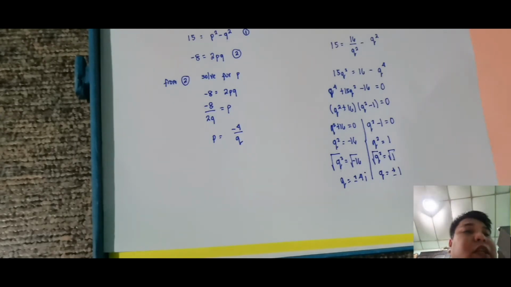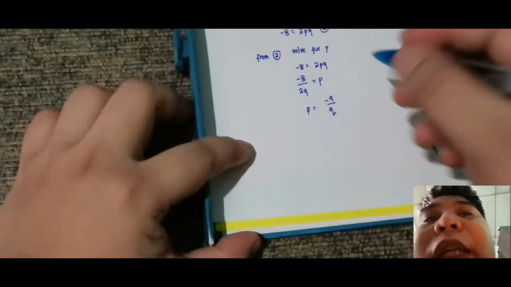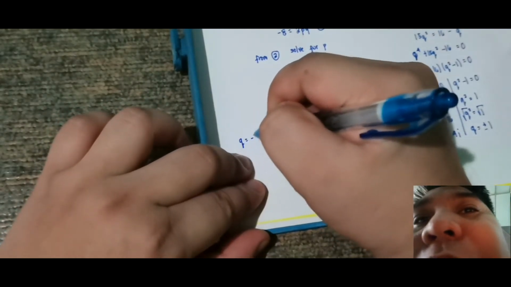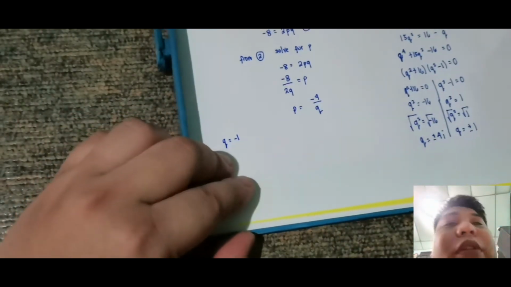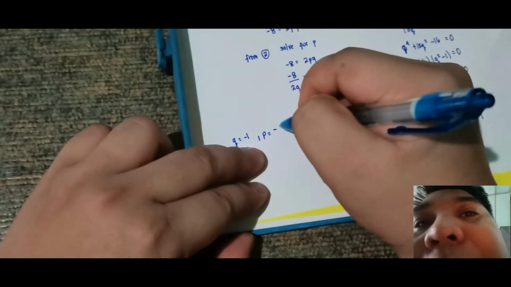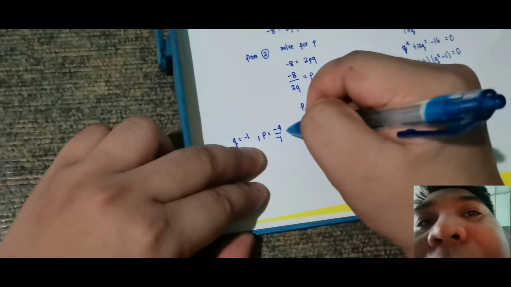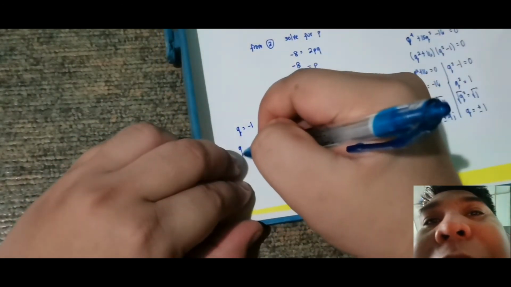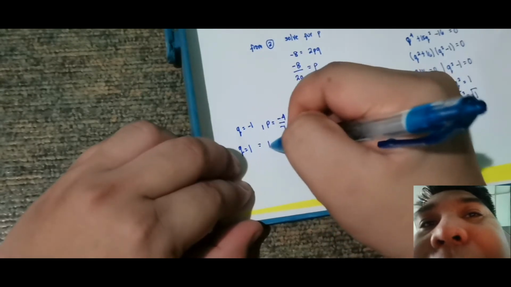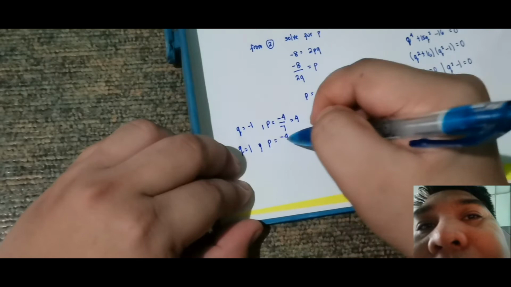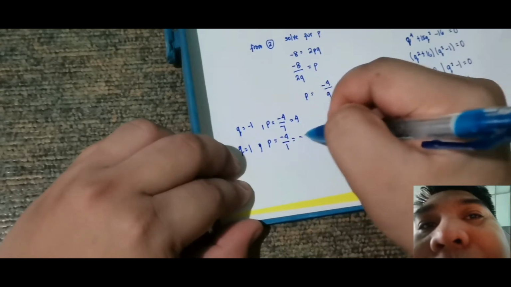Next, ilan yung value ng q? Ang value ng q natin dyan is 4. Okay, so ito yung p. So una, for q is equal to negative 1, si p ay equivalent kay negative 4 over negative 1, which is positive 4. Tama. So next, for q is equal to 1, that is p is equal to negative 4 over positive 1, which is equal to negative 4.